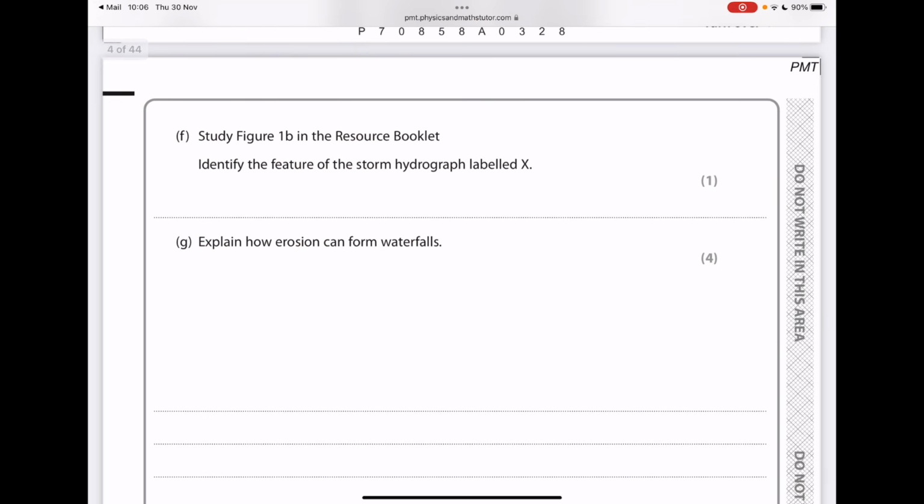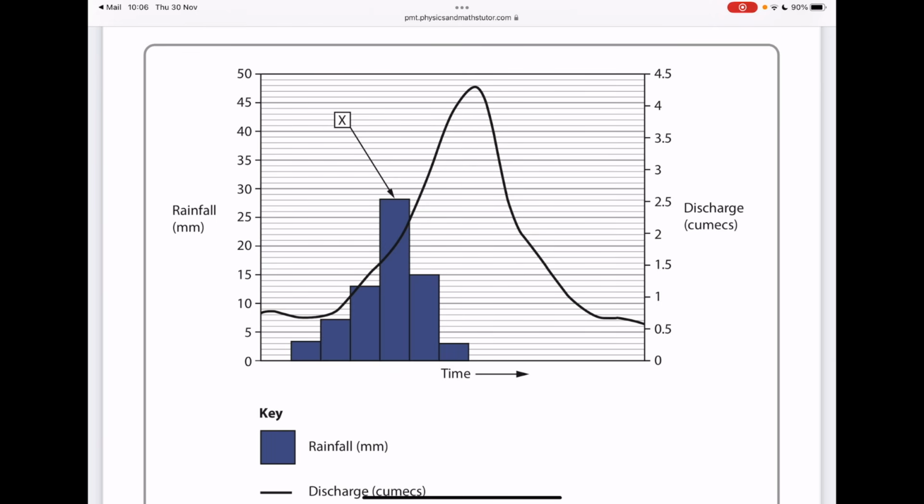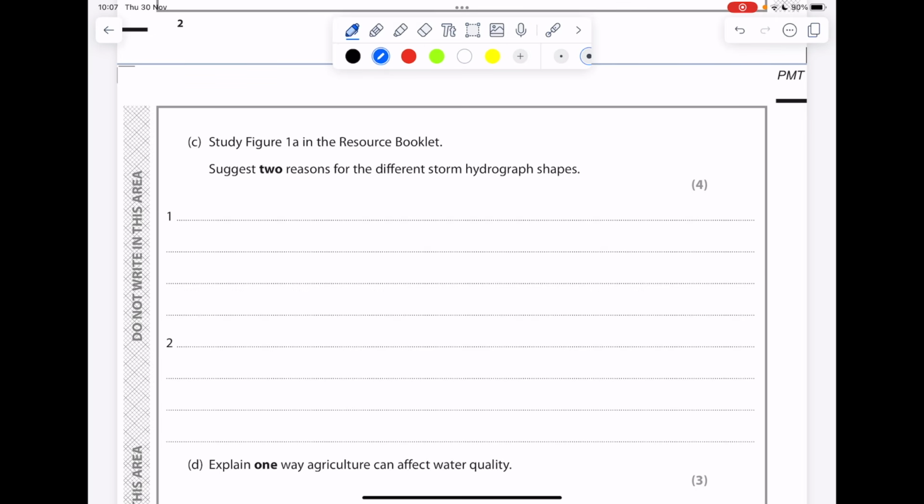So let's look at some past paper questions. We're being asked to study figure 1b and identify the feature of the storm hydrograph labelled X. So here's figure 1b. What is X? I'm hoping you can see that that is the peak rainfall. It's the top of the bar chart. Next question, study figure 1a. Suggest 2 reasons for the different storm hydrograph shapes, 4 marks.